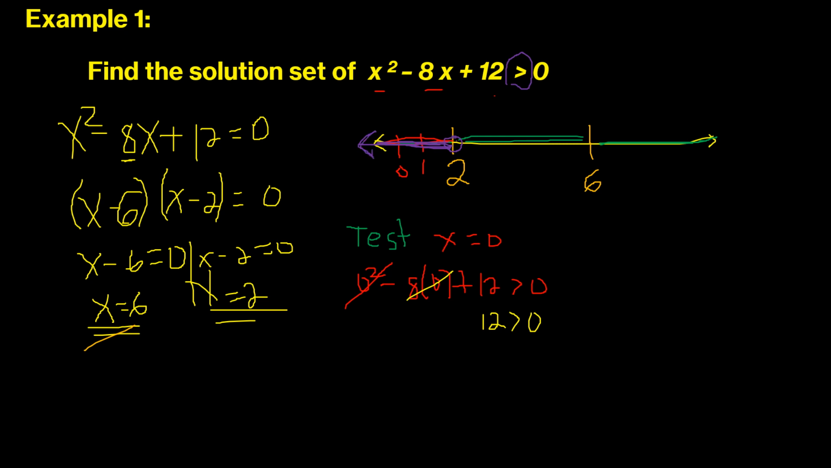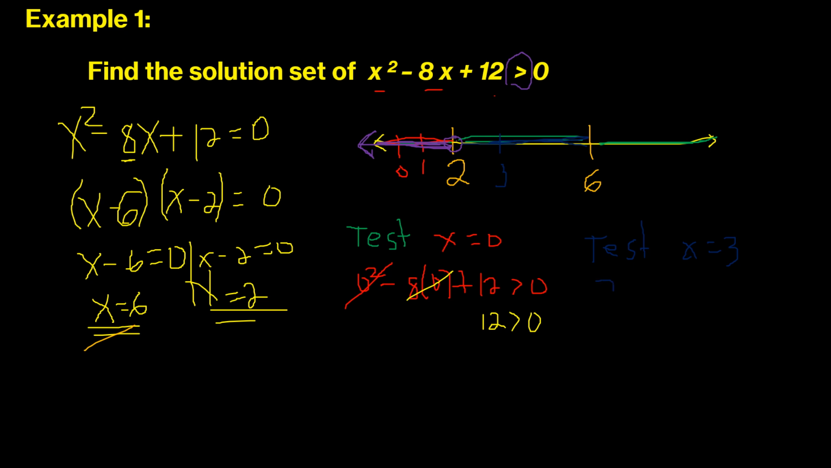Then another, we may test the region between the two boundaries, between 2 and 6. So let's try a number which is found between 2 and 6. Let's try, say, there is a 3 here, there is 4, and there is 5. So let's try 3. X is equal to 3. Substitute again 3 to the original inequality.